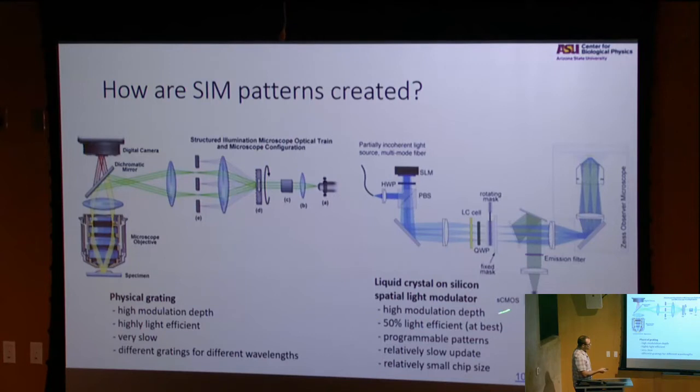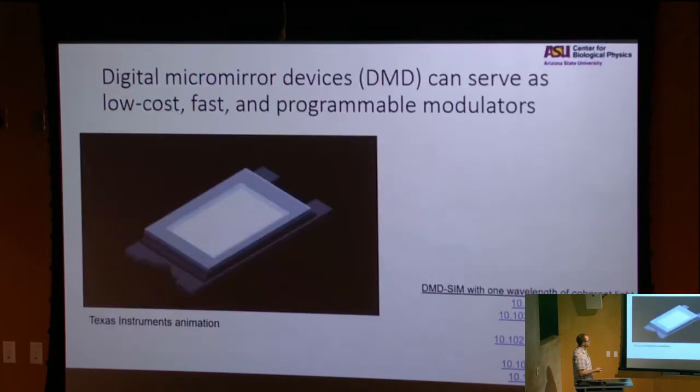So you can generate high modulation depth. For old spatial light modulators, you threw away half the light, right, because you had to come in polarized. You can program the patterns. They have a relatively slow update and a relatively small chip size. So why did we even get involved in this field? It seems like it's quite robust, and it seems like it's working really well. But the rates here are actually quite slow. I mean, you're talking on the order of hertz to build these images. And so one of the questions we had is, can we go faster?